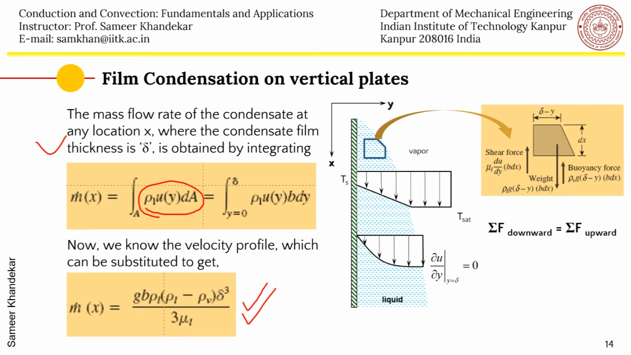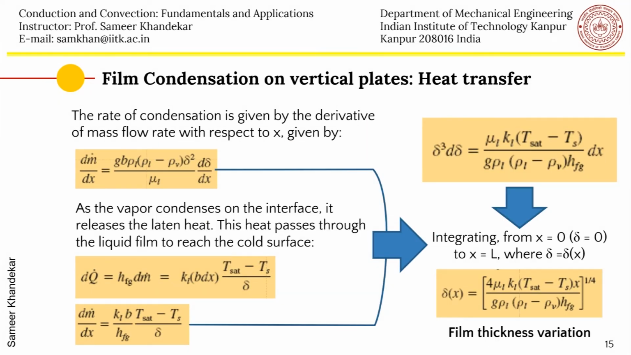Because the rate of condensation is given by the derivative, dm dot by dx will depend on d delta by dx. We also know from the energy equation that the amount of heat passing through, dq dot, is equal to dm dot, which is the small amount of mass condensed in each layer in the x direction, multiplied by the latent heat. Why latent heat? Only the latent heat, because we have assumed that the interface temperature is T saturation. Now this can be equated with Fourier's law, which is minus k A dT by dx.